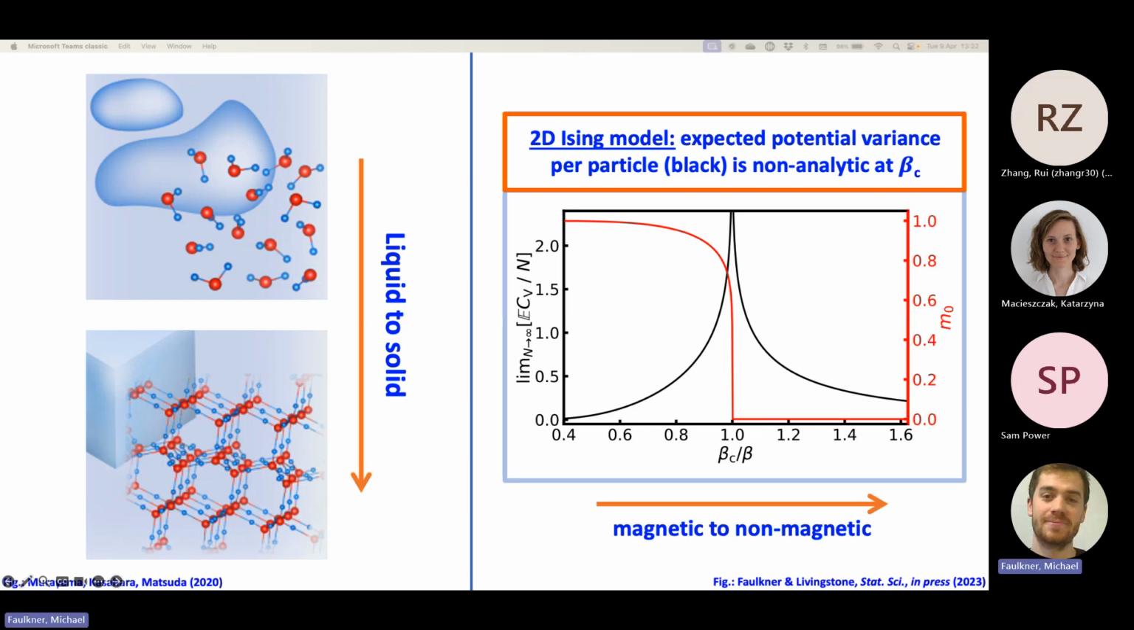It almost always applies. Sometimes you get algebraic correlations, so power law correlations, and then the law of large numbers breaks down. But typically that only happens at the phase transition. You do get some interesting cases of power law correlations throughout a whole phase, and then things are a bit more subtle.